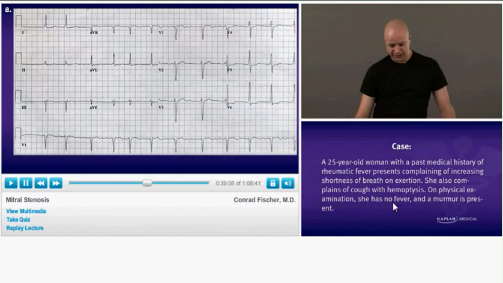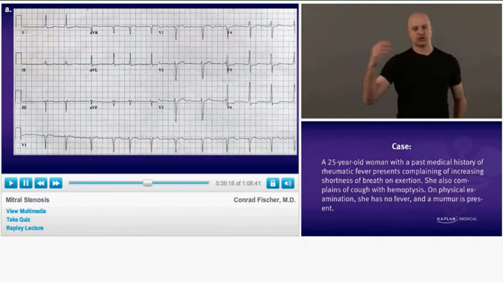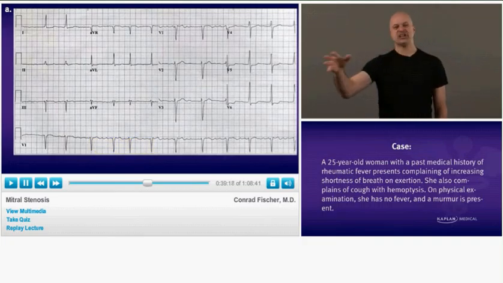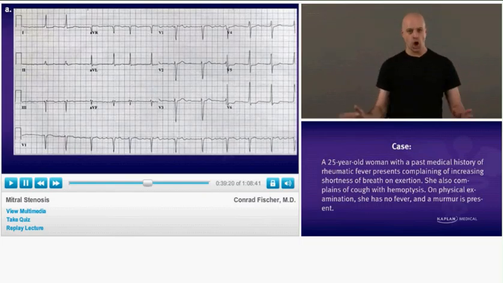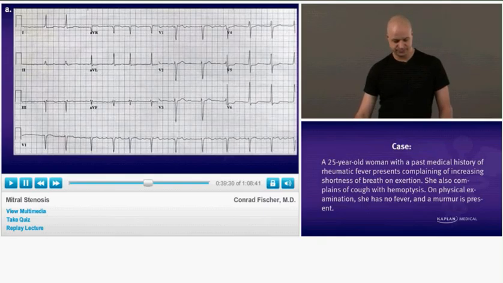And you see an irregular R-to-R interval. This R-to-R interval is not the same as this R-to-R interval, and it's not the same as this one. In choice A, you see an irregular rhythm with no P waves. That's why this is atrial fibrillation.